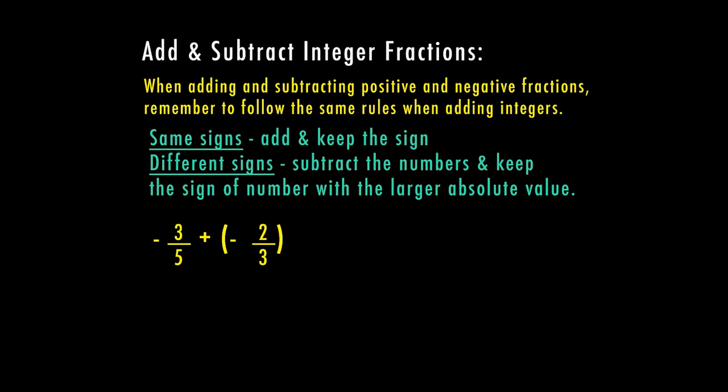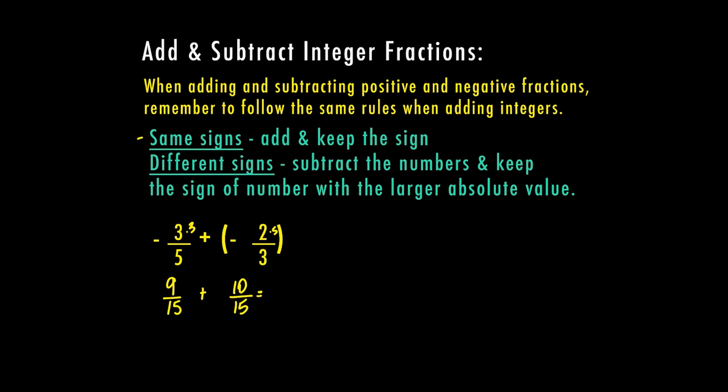So here we're going to start with negative 3/5 plus negative 2/3. These both have a negative for their sign, so that means we're going to follow the rule that is same sign, add and keep the sign. So we're going to add these together, which means I need to find a common denominator. In that case, it's going to be 15. So both of these have a common multiple of 15. 5 goes into 15 3 times, so 3 times 3 on top gives me an equivalent fraction. And the same thing over here, 3 goes into 15 5 times, and 5 times 2 is 10. So now I've created equivalent fractions with common denominators.